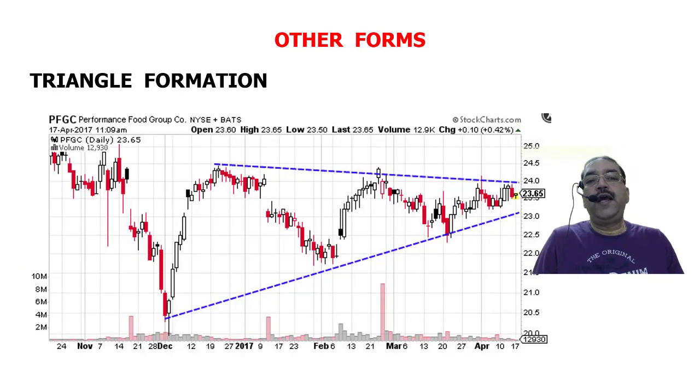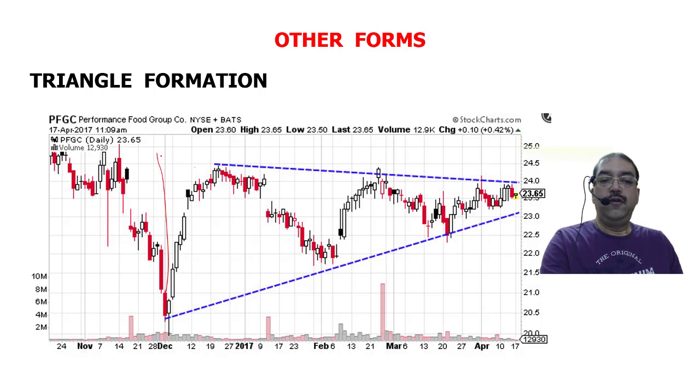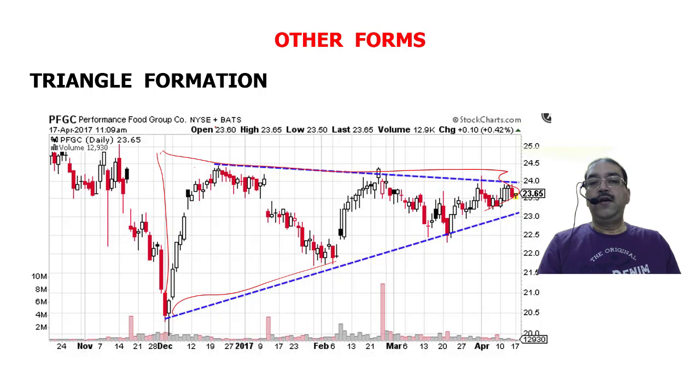Other forms: we have a triangle formation. See the triangle formation. It is increasing, then decreasing, then increasing again. A wedge is similar to a triangle. So I'm having this type of triangle here. A triangle can be a symmetrical triangle. Symmetrical triangle means that all the sides are equal. So this portion and this portion, all three are equal. Then ascending, that means it is showing an upward movement.